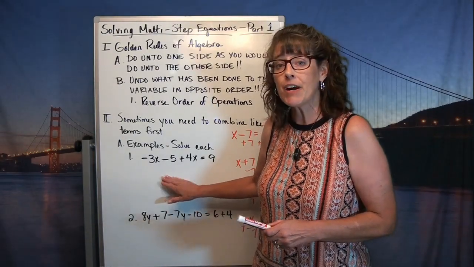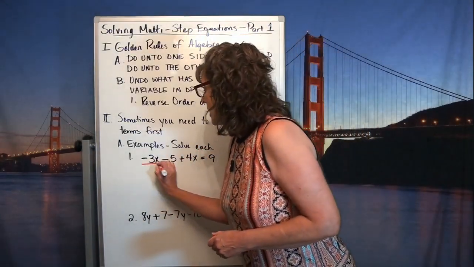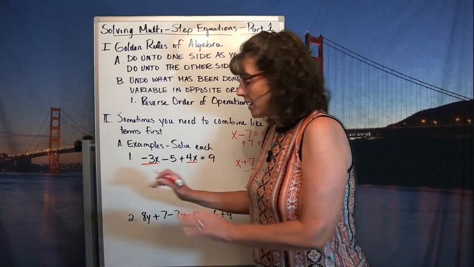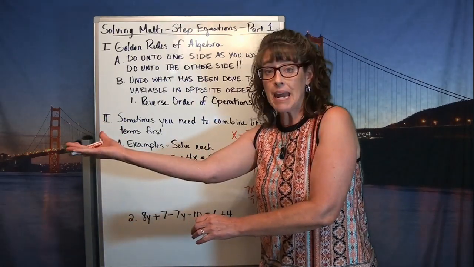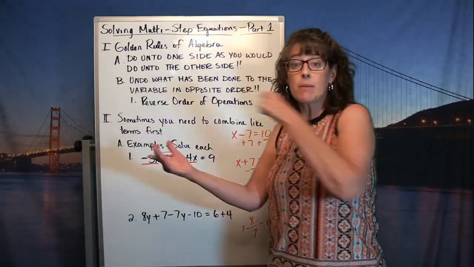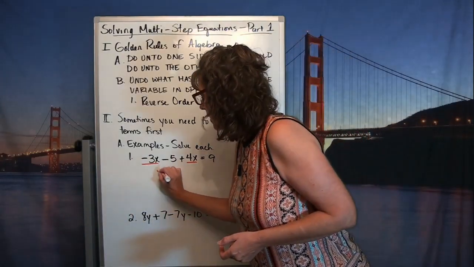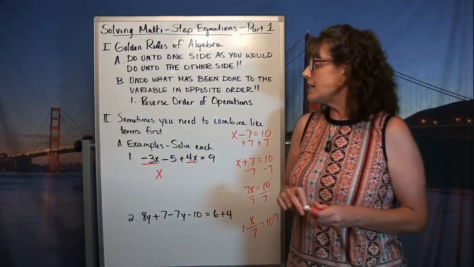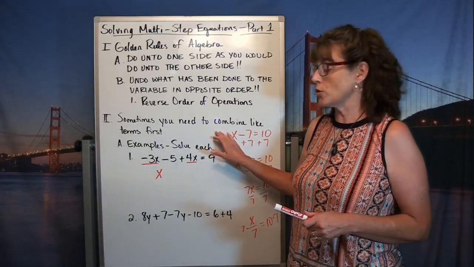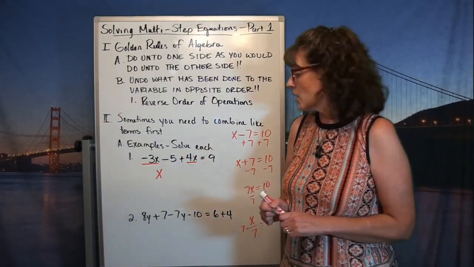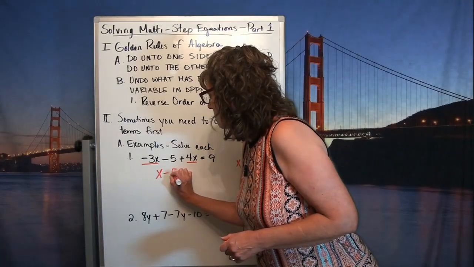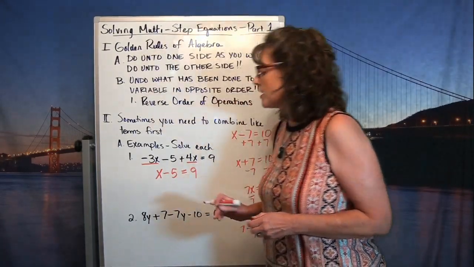So in simplifying this side, what I'm going to notice is if I've got 4 x's in this pan, and I take 3 of them out, how many x's are left in the pan? Well, I have 1 x left in the pan. So the idea here is I'm going to combine up those like terms before I do anything else. So now I've got an x minus 5, and on this side just equal to 9.